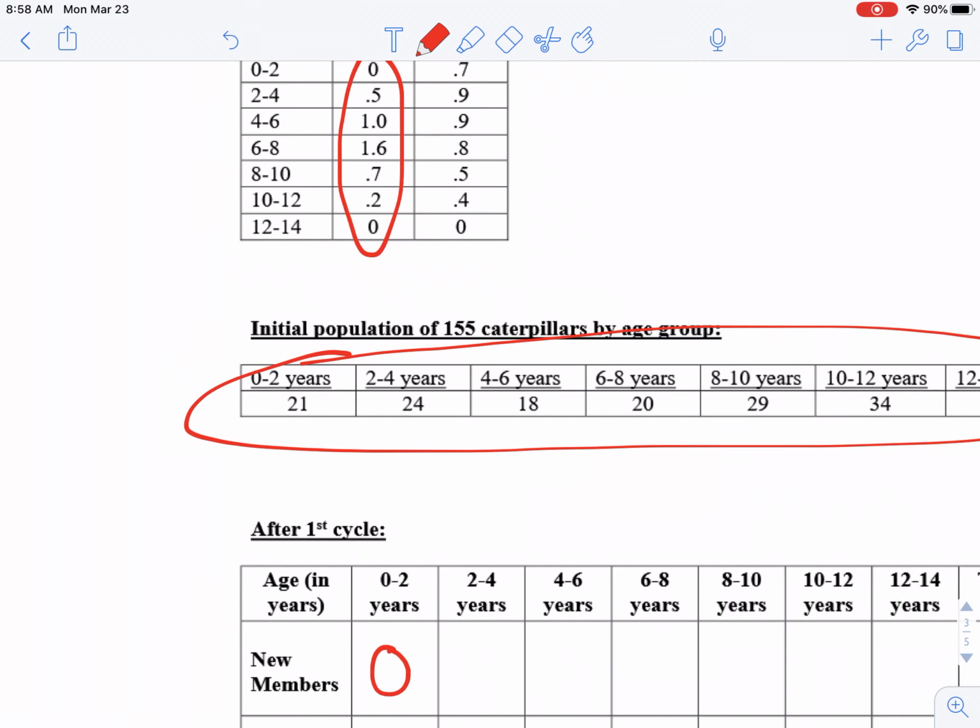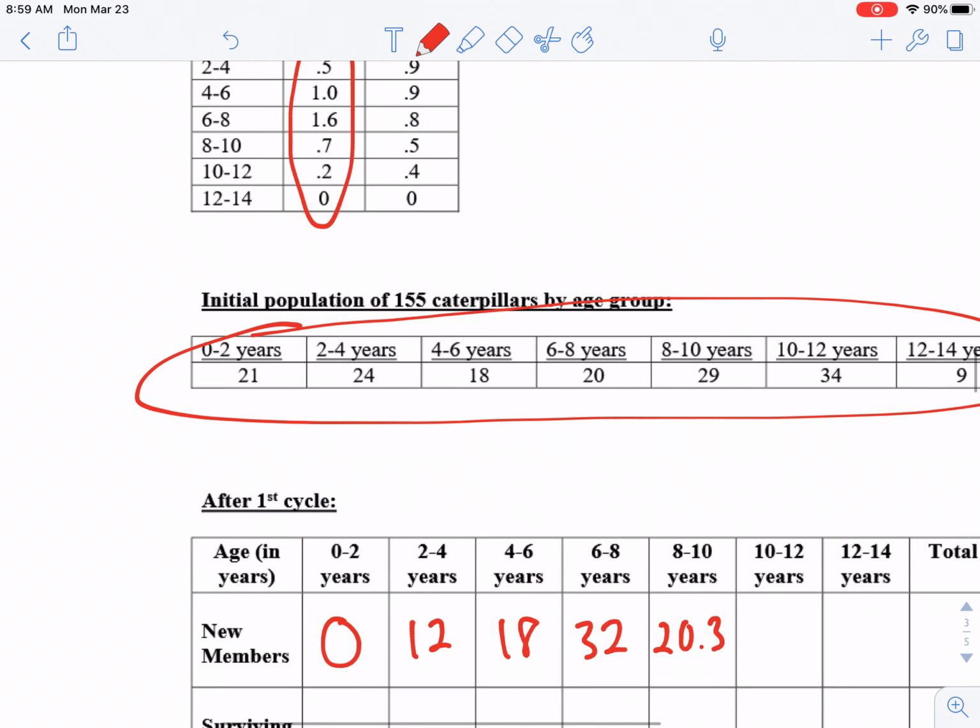So 24 times 0.5 is 12. 18 times 1.0 is 18. 20 times 1.6 is 32. 8 to 10-year-olds, 29 times 0.7 is 20.3. And then the 10 to 12-year-olds, there's 34 of them, and they give birth at a rate of 0.2. 34 times 0.2 is 6.8.